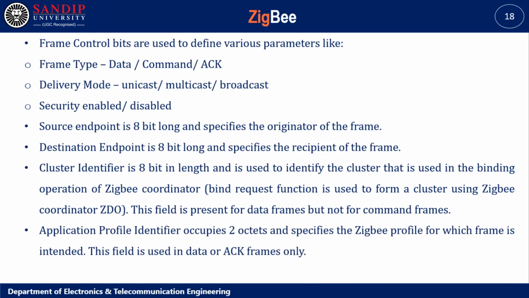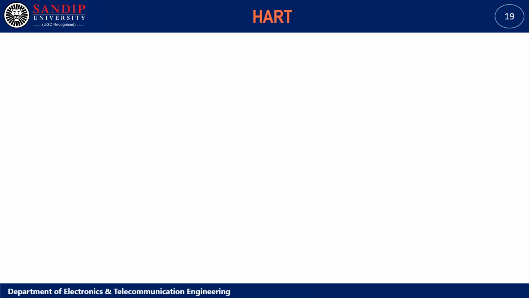Application profile identifier occupies 2 octets and specifies the ZigBee profile for which the frame is intended. This field is used in data or ACK frames only. Payload contains information about the individual frames.